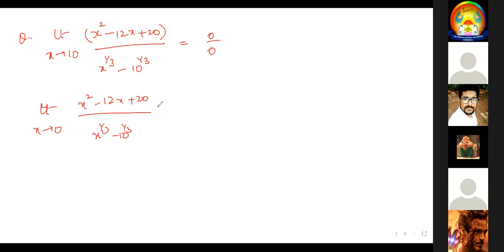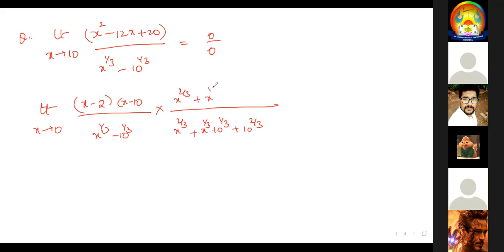Now the numerator can be factorized as x minus 2 into x minus 10. And the denominator can be x power 2 by 3 plus x power 1 by 3 into 10 power 1 by 3 plus 10 power 2 by 3. Here also x power 2 by 3, x power 1 by 3, 10 power 1 by 3 into 10 power 2 by 3.